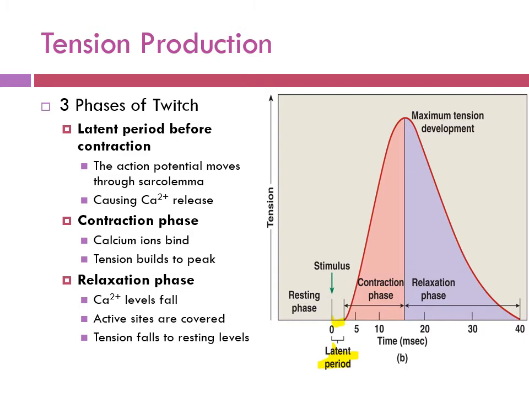The next phase is the contraction phase. With the contraction phase, we are building our calcium. Calcium is going up, it's binding, and we're building our muscle up to peak tension. There's a ton of calcium and all of the available cross bridges are happening. And then during the relaxation phase, calcium levels are falling and the active sites are getting recovered and the myosin is no longer binding, and so the tension is decreasing in that muscle.